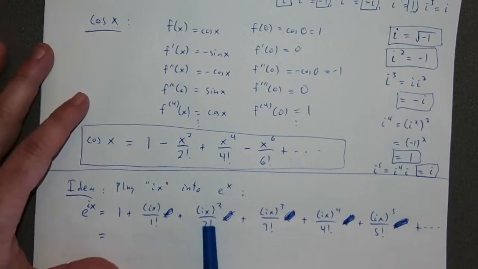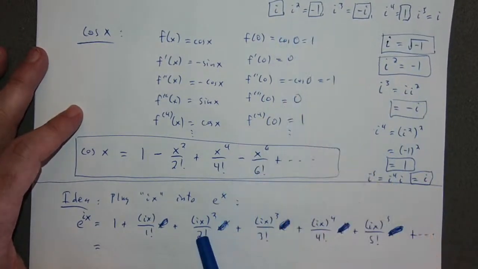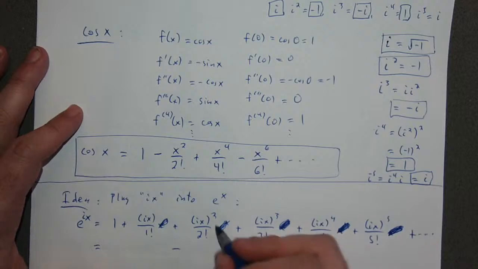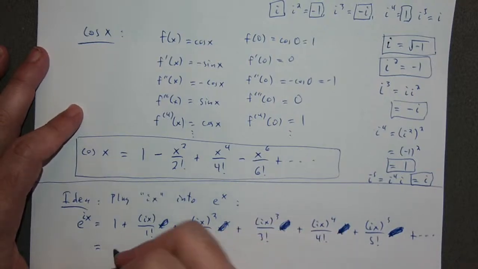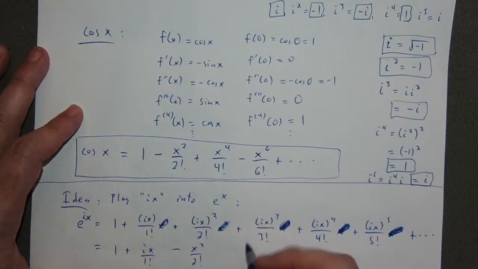Let's just go piece by piece. All I need to know are the powers of i. So i squared is minus 1, so I get a minus x squared over 2 factorial there. So I get 1 plus ix over 1 factorial minus x squared over 2 factorial.